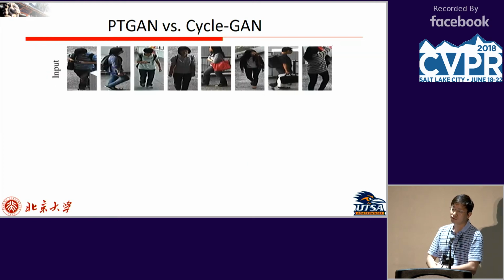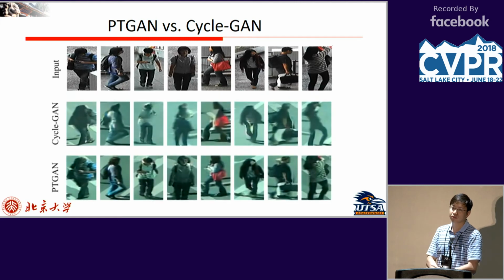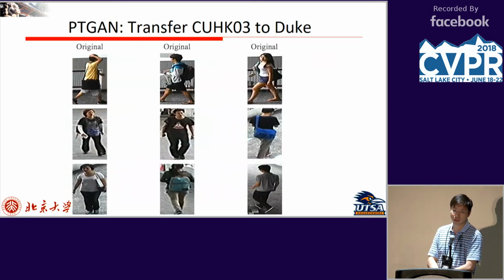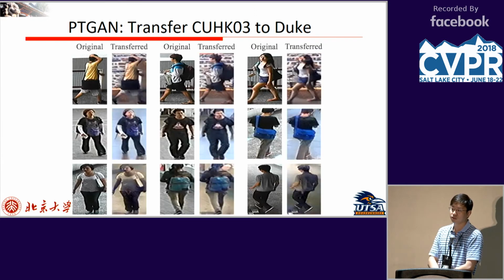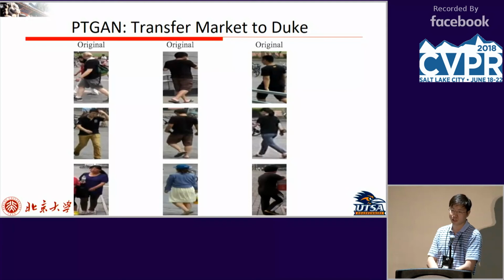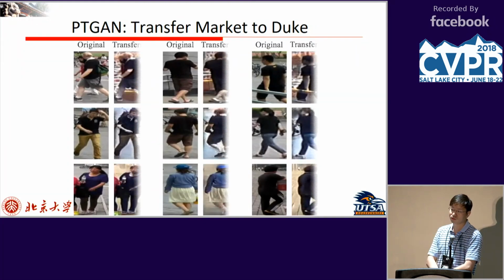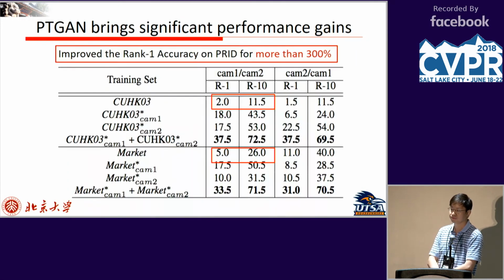Okay, this is a comparison between PT-GAN and CycleGAN. You can see that both of these two models can transfer the style, but the PT-GAN can preserve the identity information unchanged. This is very important for model training. This is an example of transferring CUHK to Duke. You can see that after the transfer, the background has changed, but the identity information is not changed. This is another example of transferring Market to Duke.